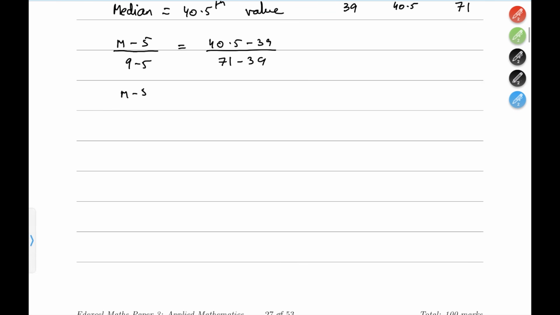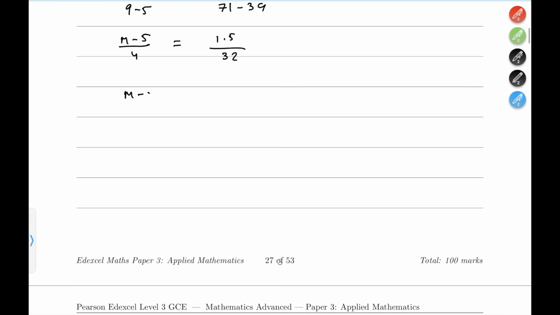So now I can simplify this to m minus 5 over 4 is equal to 1.5 over 32. So m minus 5 is equal to 1.5 over 32 times by 4. I'm just going to stick this into my calculator: 1.5 over 32 times by 4 plus 5. And I get that my median is 5.1875.